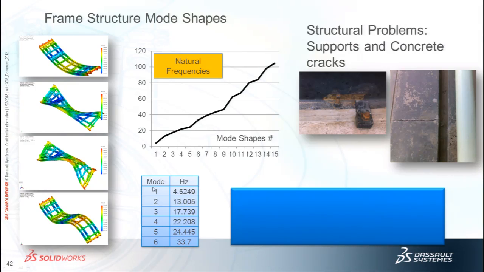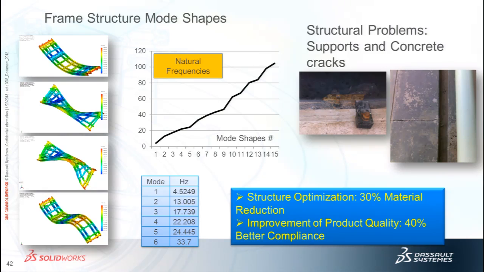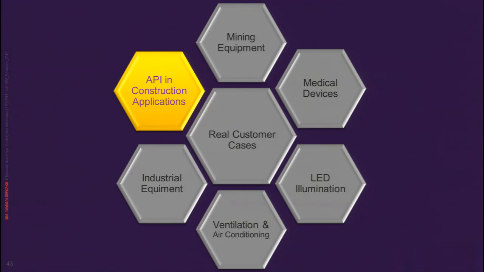Of course, this is a real case. The engineering decision was easy, right? They have to put the support and rebuild this column. So structural optimization, in this case, 30% material reduction on the bridges, and improvement in product quality, around 40% better compliance on their products. Okay.